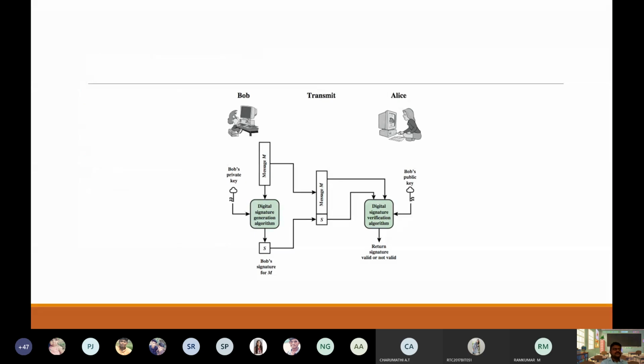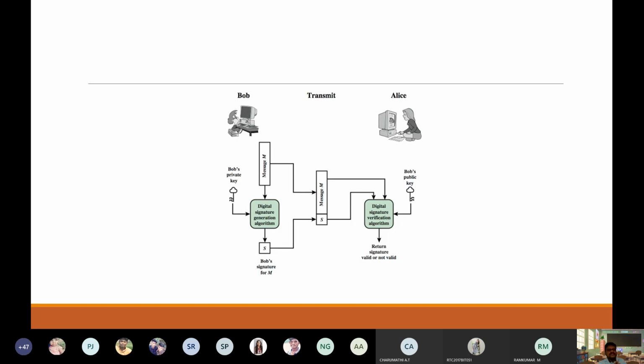So this is an overall diagram for the digital signature. Here are Bob and Alice. Bob is the sender, as already told, and Alice is the receiver, right? Now the message is there, and that message will be sent to Alice. So you want to create a digital signature for that particular message. That message, along with Bob's private key, which you can take as Bob's password, you combine those things.